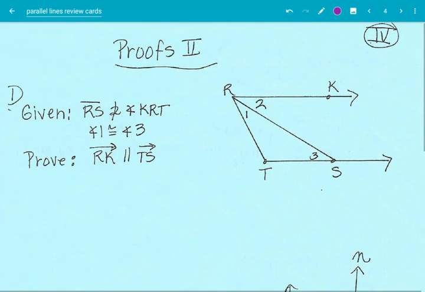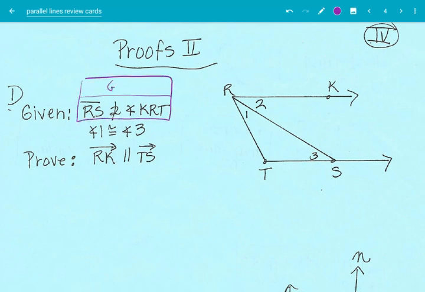Proofs. Given RS bisects angle KRT. RS, that's this line here, that segment, bisects angle KRT, that angle there. So let's mark these as congruent because that's what an angle bisector does. The second given is this right here: angle 1 congruent to angle 3, so let's mark that congruent as well. Here's 1 and 3 are congruent, so all three of those are congruent.